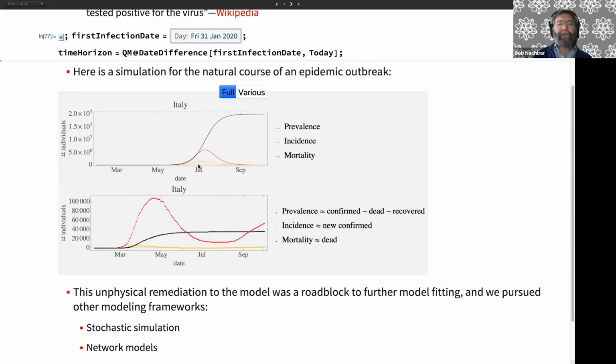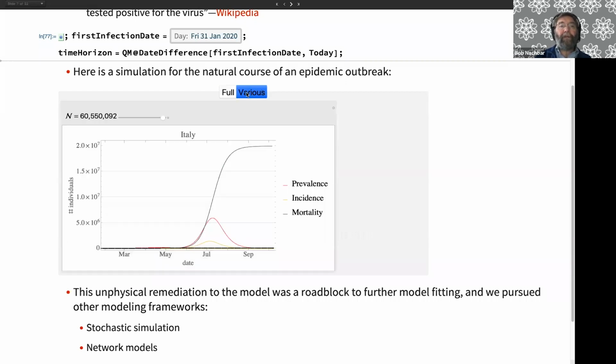And if we look at the results, these are the data that were actually observed. And if we use the full population size in the model, it's predicting that the infection is going to really take off in July. And it's going to essentially hit most of the population of Italy. And this clearly did not happen.